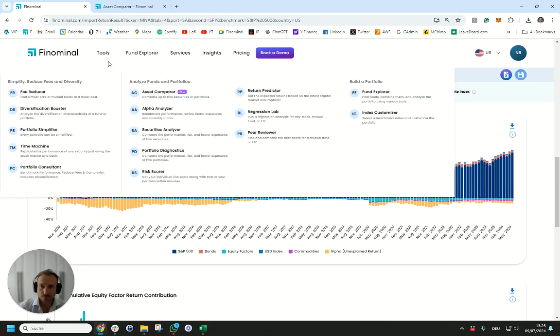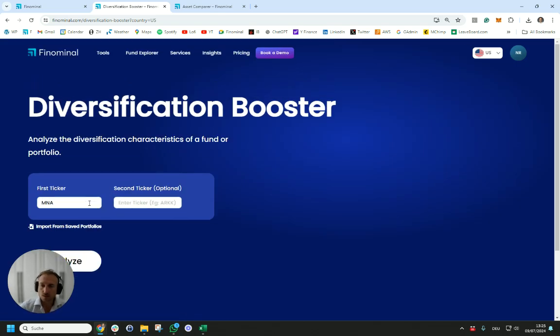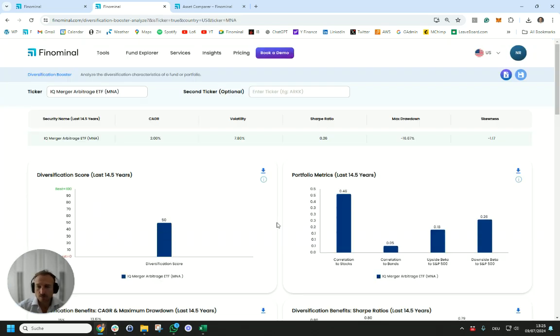But let's evaluate that. And we can use our Diversification Booster tool for this. And the first thing that we're going to look at is the correlation to the stock market. And as mentioned, the portfolio of a merger arbitrage fund should be constructed beta neutral, meaning it has zero correlation to the stock market. However, what we see over the last close to 15 years is that MNA had a correlation of 0.46 to the stock market, which is way too high for what's supposed to be an uncorrelated strategy.